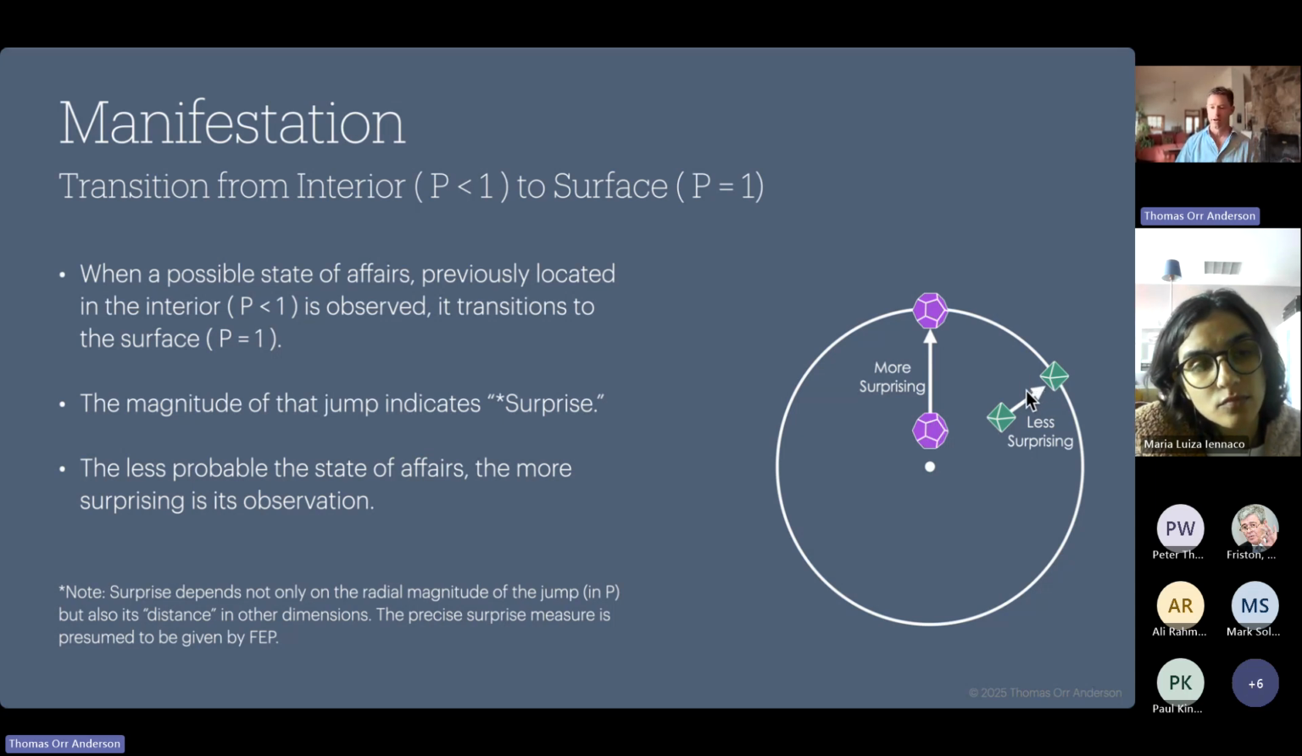This has an interesting relationship to quantum physics that's probably easy to notice. The collapse of the wave function framing of quantum physics has essentially this very same process. This gives us a really nice way to visualize this occurring. And of course, the surprise doesn't just depend on this radial magnitude of the jump. It also depends on distance in other dimensions. And it's more complicated because we're really dealing with probability distributions rather than this simple sort of units jumping to the surface. Nonetheless, for many practical applications, this simple framing is actually functional.